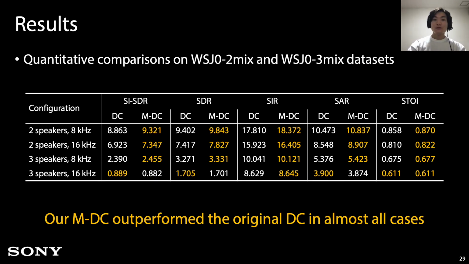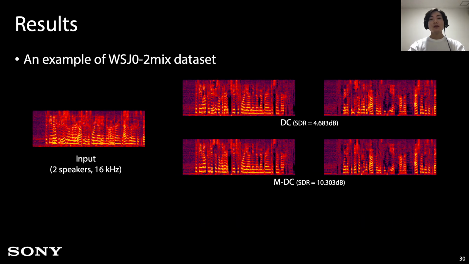Now we see the results of our experiments. These are the results of quantitative comparisons between DC and MDC. As shown in this table, you may see our MDC outperformed the original DC in almost all cases. This is an example of the results of qualitative comparisons.